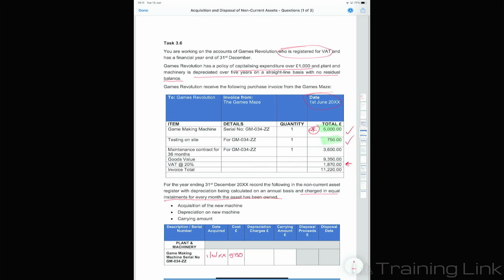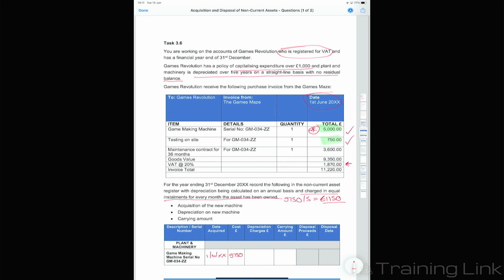So the way we do that, we'll start with 5,750 because that's the cost, and we'll divide that by 5 because that's the amount of years that we're depreciating over, which gives us a yearly cost of £1,150. So that's the depreciation cost per year.